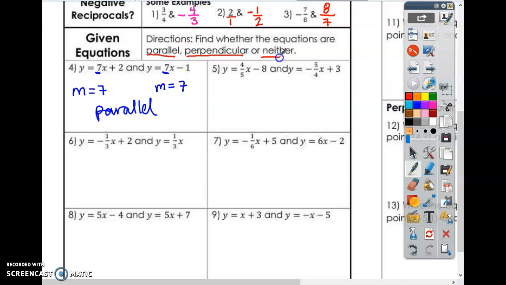So down here at the bottom, the directions are to tell whether the equations are parallel, perpendicular or neither, ninguno. This one I know is parallel because we did it a little while ago. Let's do this one. This is my slope. This is my slope. Write it down. M equals 4 over 5, and m equals negative 5 over 4. Those are not parallel. Are those perpendicular? Yes, they're perpendicular because you flip them, right? And you change the sign. One's positive, one's negative. So these are perpendicular.